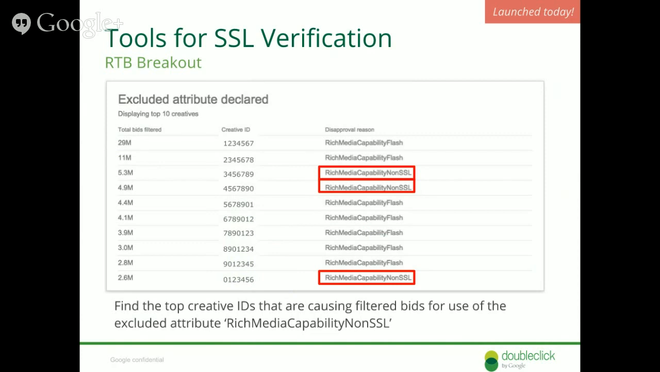So you can see that here. This is just a sample. Once you've clicked within the excluded attribute declared, you'll see a window appear just like this one that displays the top 10 creatives that are causing any of the excluded attribute declared filtering.